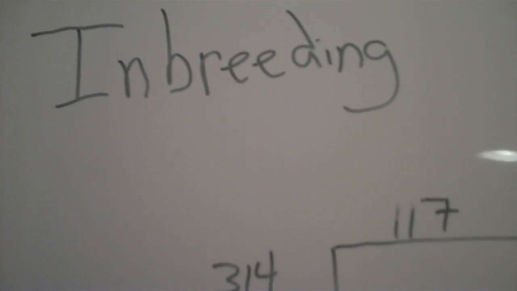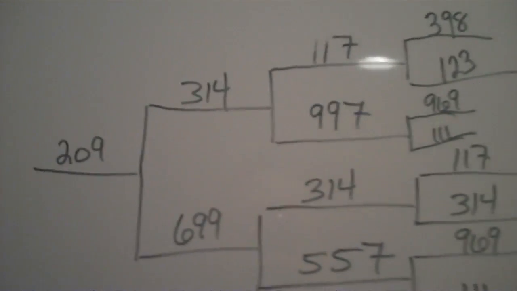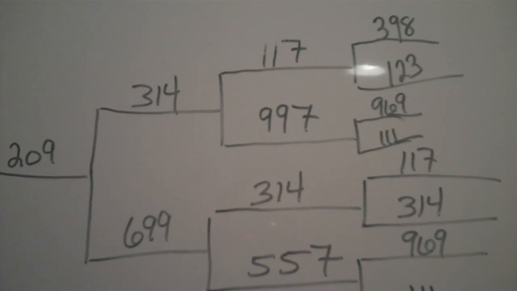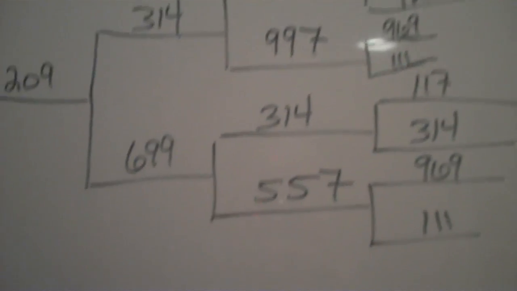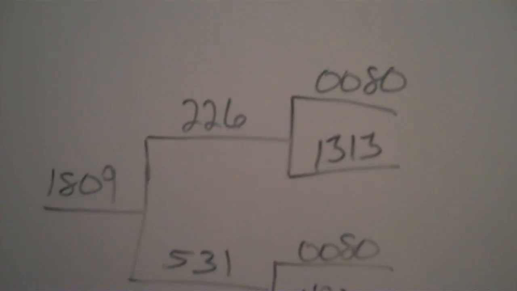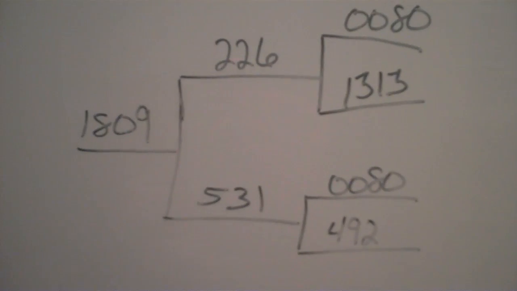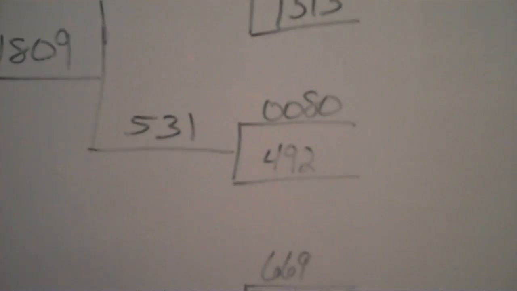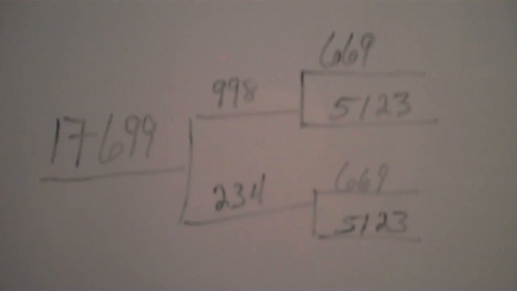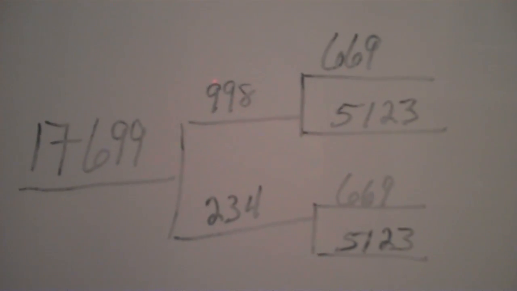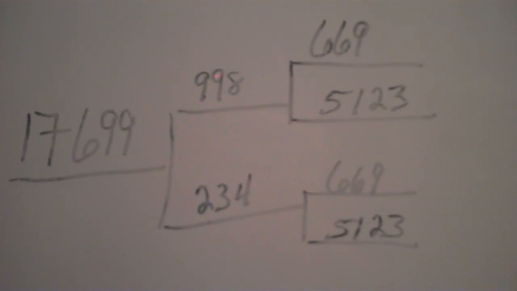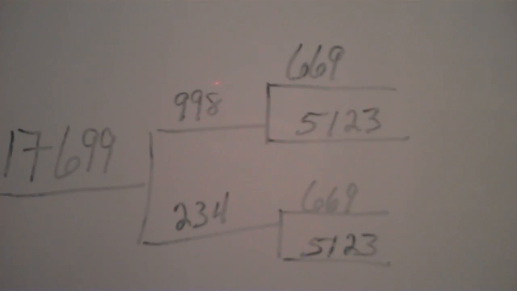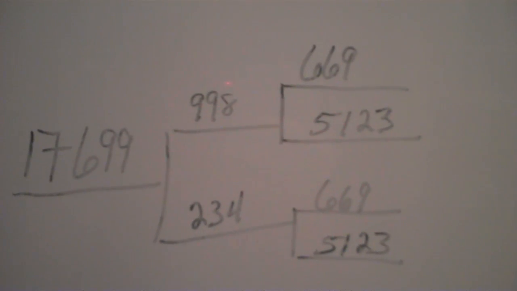I want to show you three pedigrees, and I want you to take a look at them and study them just for a moment. It's number one. This is number two. And this is number three. Each one of these represents a form of inbreeding.